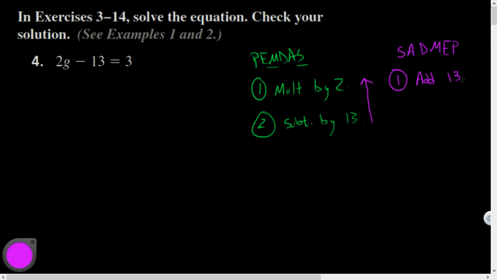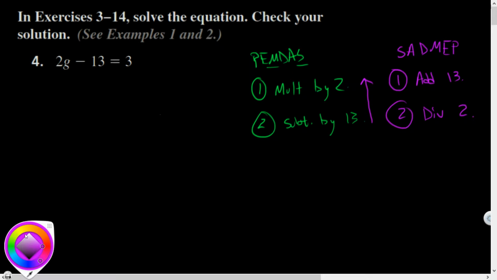So we're going to add 13 to both sides. Then step two, what's the inverse of multiplying? What's the opposite? Division. So we're going to divide both sides by 2. All of that just to get us here. To get G by itself, I'm going to add 13 to both sides.